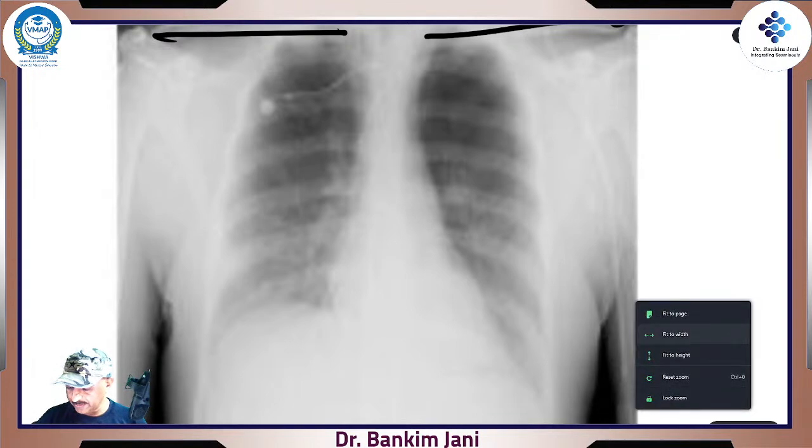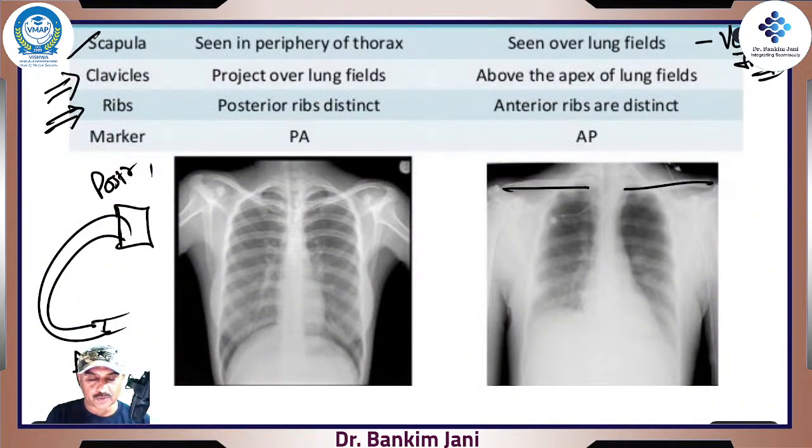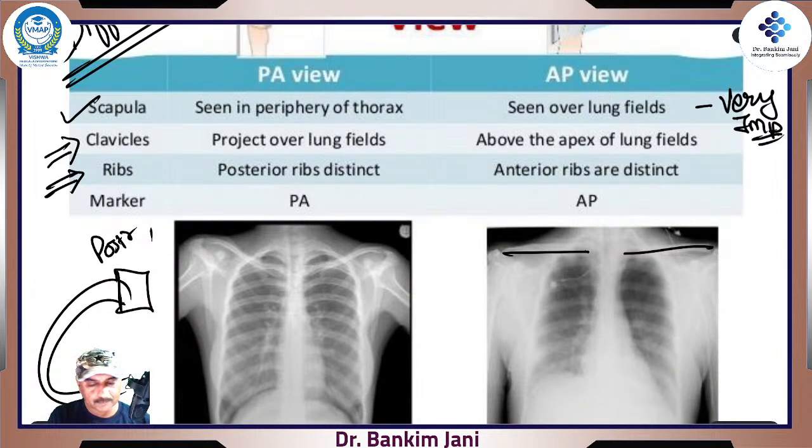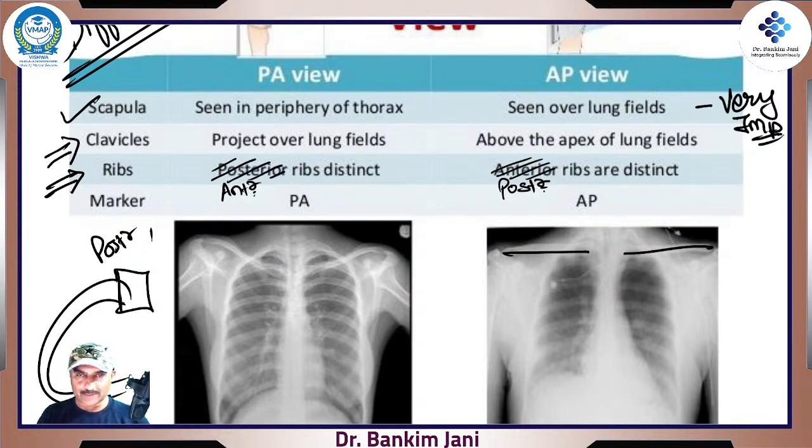So that's another difference, that the posterior rib is distinct. Anterior ribs are seen more clearly here. Posterior ribs are seen more clearly there. This is an error, so now it is fine. The anterior end which is nearer, simple. The thing which is near is seen clearly, and that's the difference. This is PA view and this one is AP view.